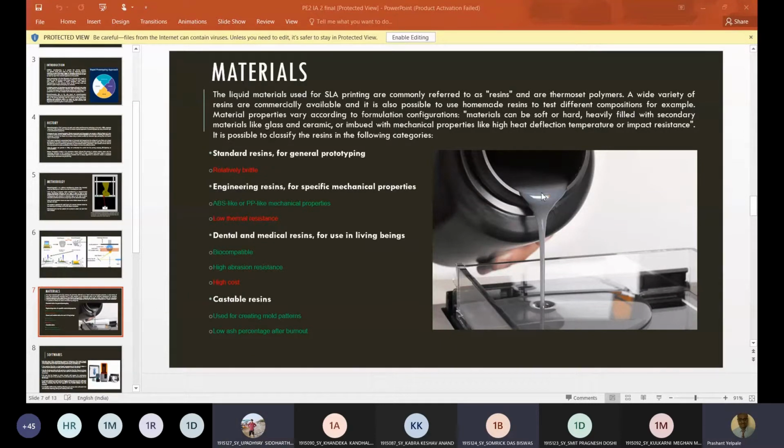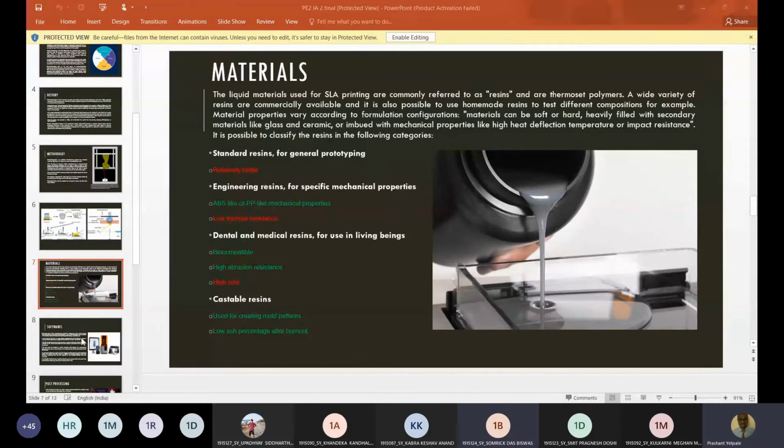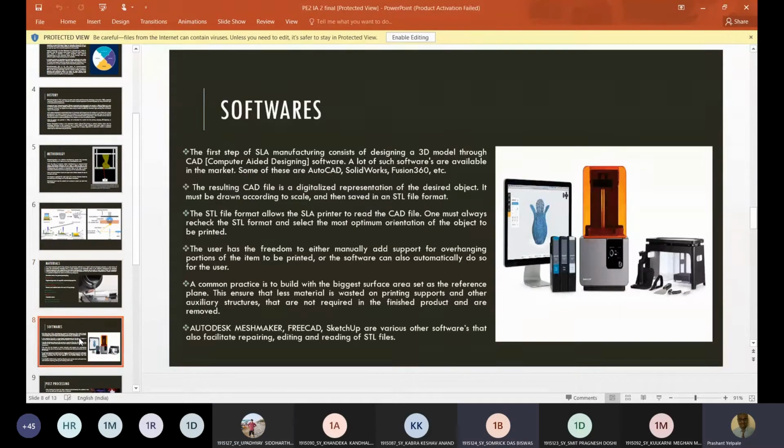Furthermore, we can add various types of colors and other additive polymers inside these resins, so that our final build is colorful depending on what the user wants. Next, he'll again explain the softwares to you.